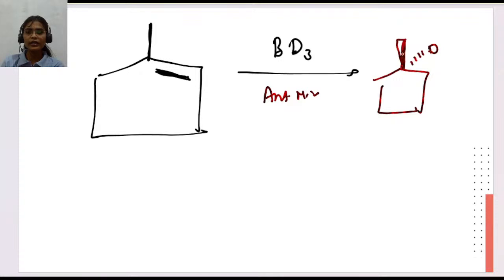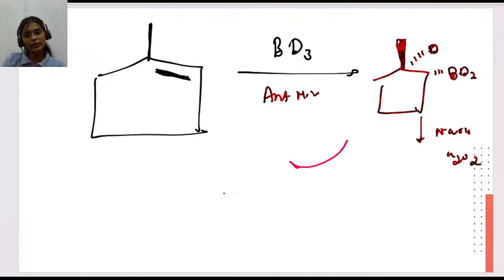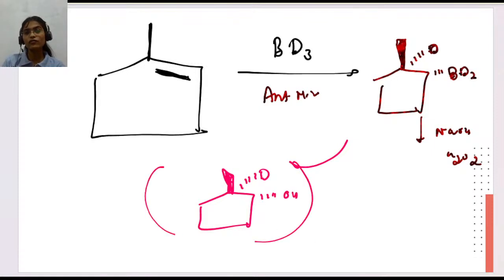Let's suppose I consider the CH3 at the dash position, so it is going to be at the wedge position there. If this is D, and this BD2 is still connected here, and you add NaOH and H2O2, the OH part comes from the H2O2 or NaOH side. So if this is a five-member ring connected at the wedge position, my D is at the dash position and this is also at the dash position. Hence, this is the correct answer for that question.